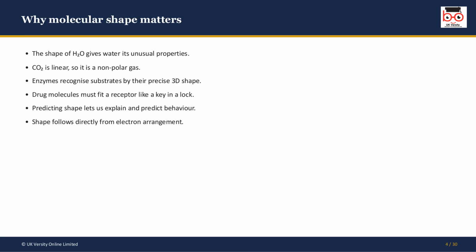Why does shape matter so much? Well, the bent shape of water is what gives it its unusual properties. Carbon dioxide is linear, which is part of why it's a non-polar gas. In biology, enzymes recognize their substrates by precise three-dimensional shape, and drug molecules must fit a receptor like a key in a lock. So being able to predict shape lets us explain and even predict how a molecule behaves. And reassuringly, shape follows directly from the arrangement of electrons.